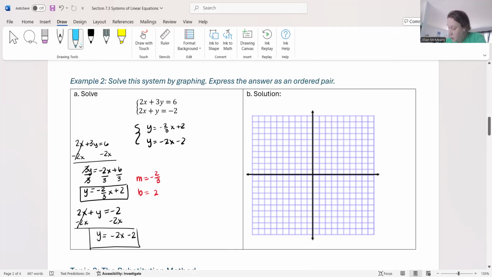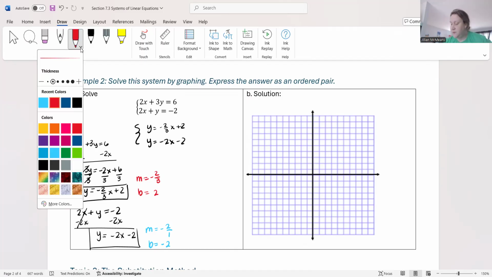Looking at the second equation, my slope is -2, so I could treat that as -2/1 so that I have a distinct rise and a distinct run. And then my y-intercept here is -2. So let's graph these two equations. I'm going to do one in red and one in this blue color.